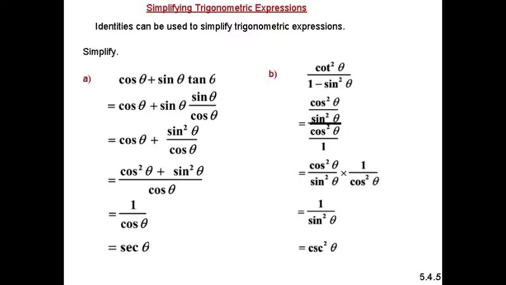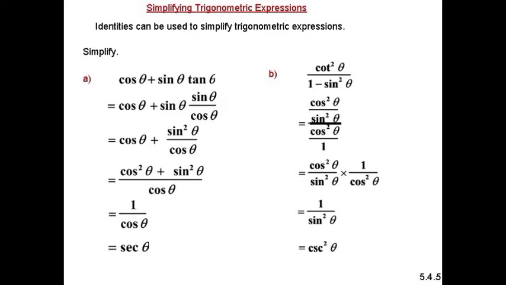The identities can be used to simplify trigonometric expressions. Okay, let's simplify. Let's start with the basic. Letter A: cosine theta plus sin theta tangent theta. So let's solve. Cosine theta plus cosine theta sin theta over cosine theta equals cosine theta plus sin squared theta over cosine theta equals cosine squared theta plus sin squared theta over cosine theta equals 1 over cosine theta.